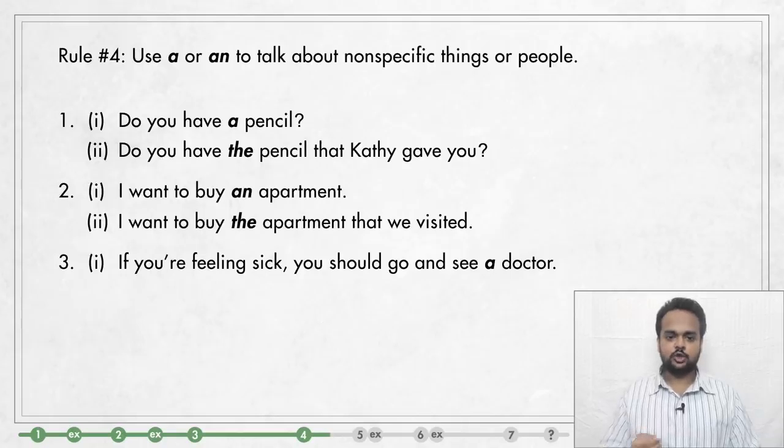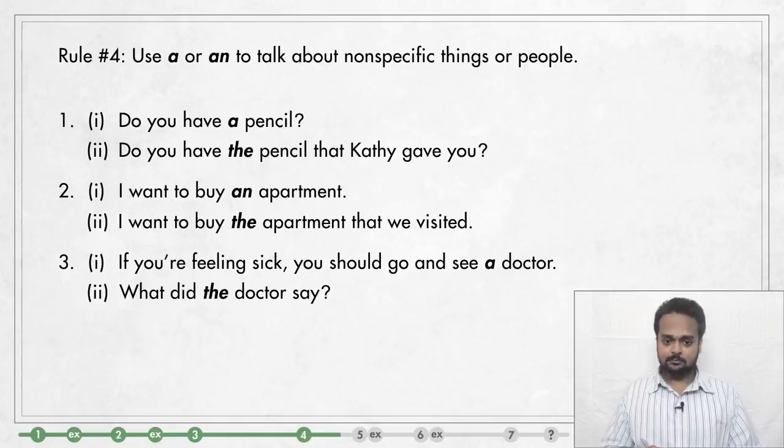If you're feeling sick, you should go and see a doctor. Maybe you're saying this to give advice to a friend who isn't feeling very well. Here, we don't mean go and see a specific doctor, we mean any doctor. But let's say your friend takes your advice and goes to a doctor. When you see your friend again, you might ask, what did the doctor say? Why are we saying the doctor? Because we mean that specific doctor who the friend visited. So notice again that we use a or an when we're talking about a person or thing in general and not a specific person or thing. For that, we use the.